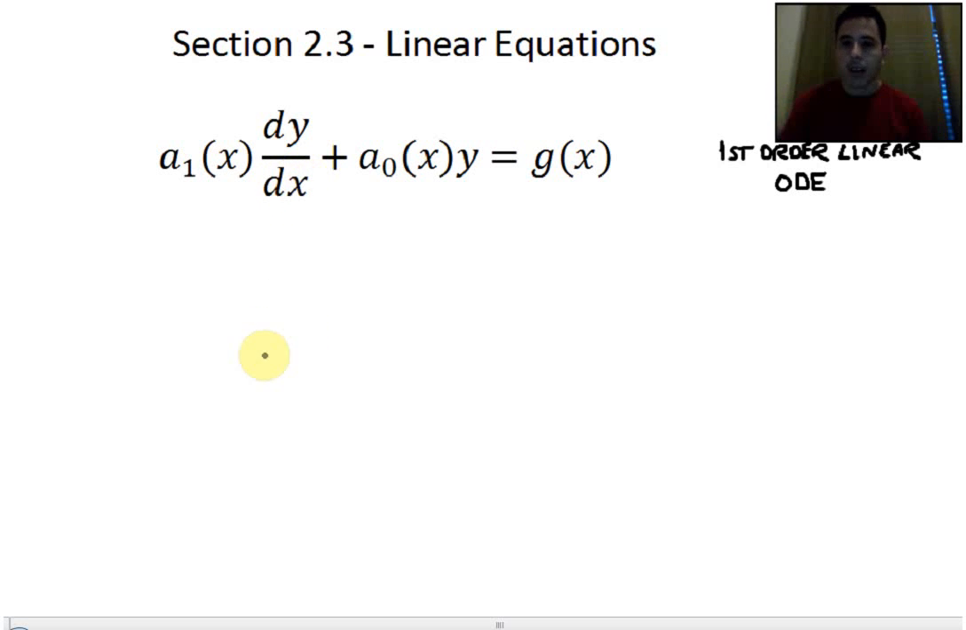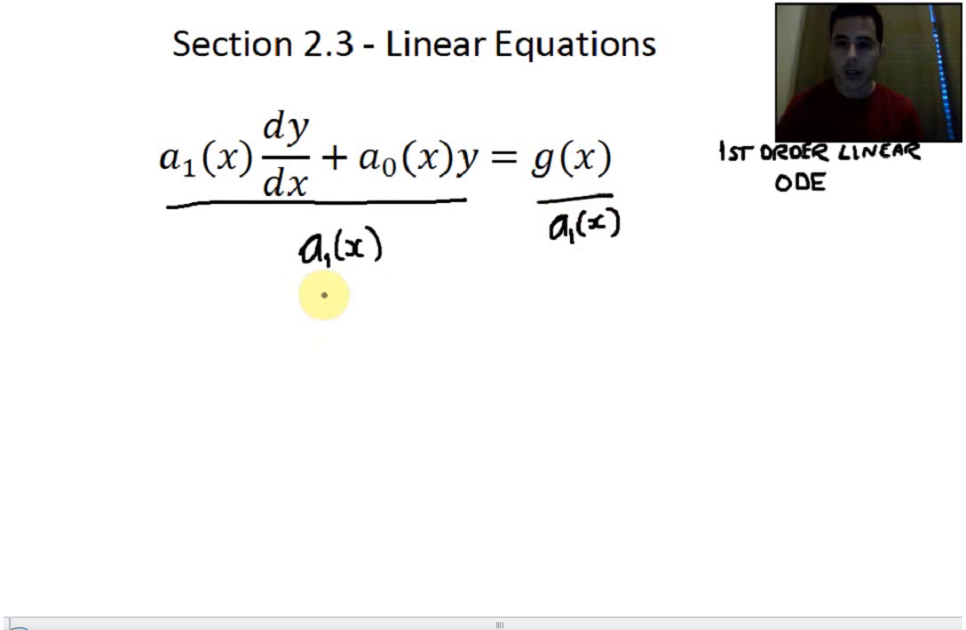Okay, I'm going to show you a quick way of solving this, and then I'll explain how we get that quick way. The idea here is to try to make this a separable differential equation. So we try to isolate the derivative here. Basically we're going to divide both sides by a1 of x, so this way we can cancel that a1.